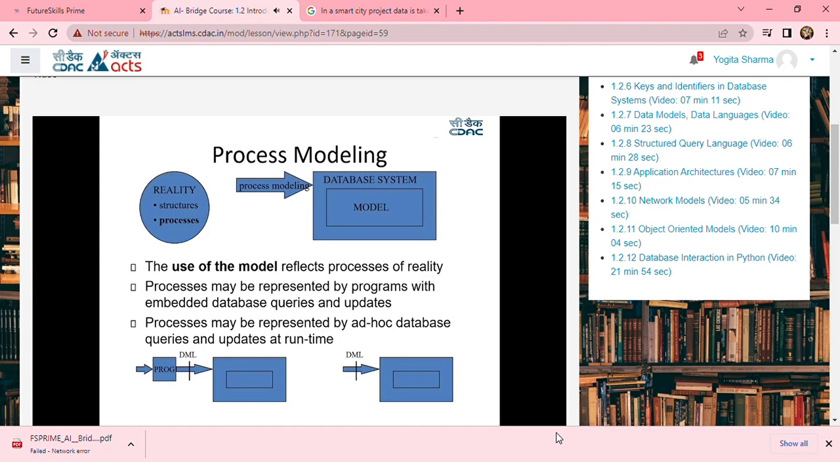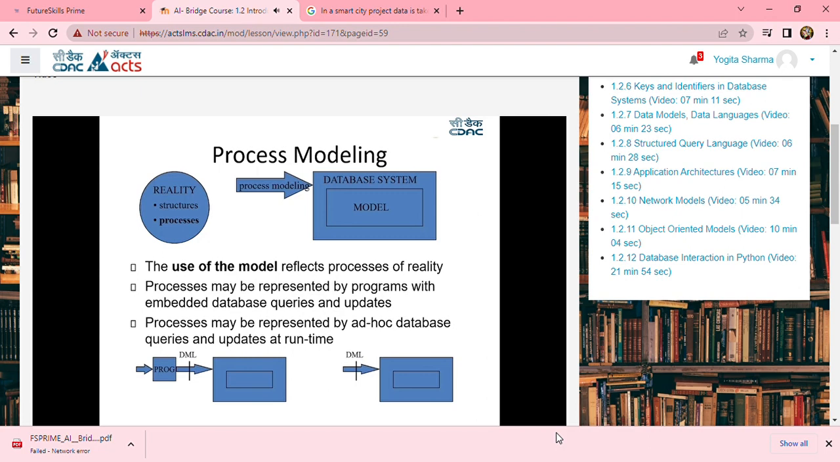Modeling system. When it comes to the process modeling system, you have a set of processes, and those processes are to be modeled to take into a database management. In order to do this, generally we use programming to process the data. The use of a model reflects the process of a reality. The process may be represented by programs or embedded with database queries where you need to extract queries based on the tabular format or the database which we have collected. So programming like SQL will be used over here to extract queries.